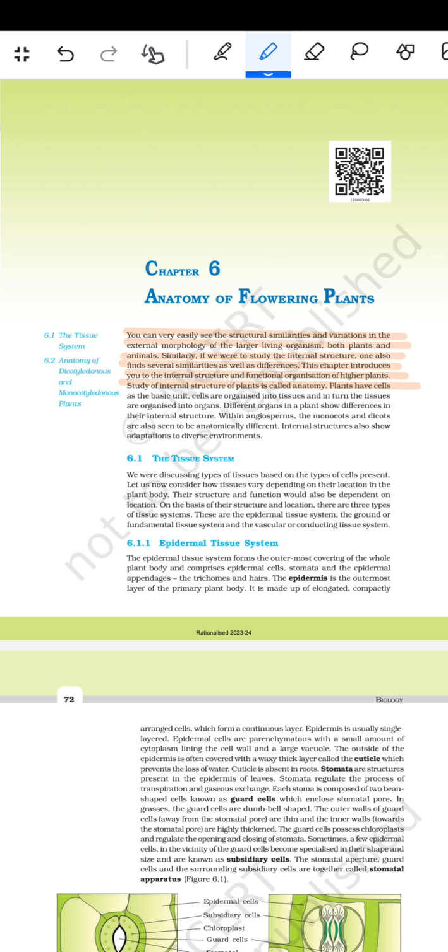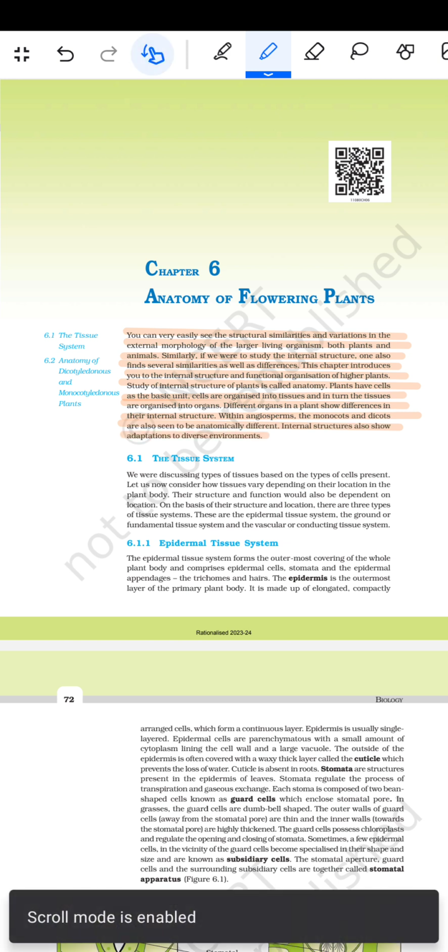Plants have cells as the basic unit. The cells are organized into tissues, and in turn the tissues are organized into organs. Different organs in the plant differ in their internal structure. Among the angiosperms, the monocots and the dicots are also seen to be anatomically different, hence internal structure also shows adaptation to the diverse environment.